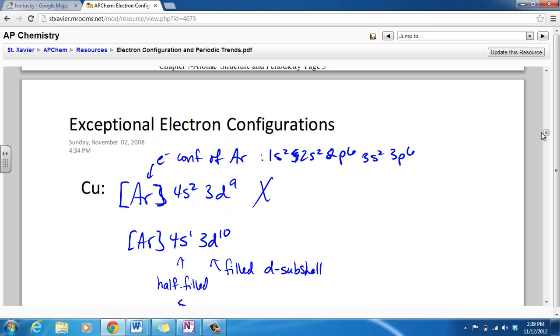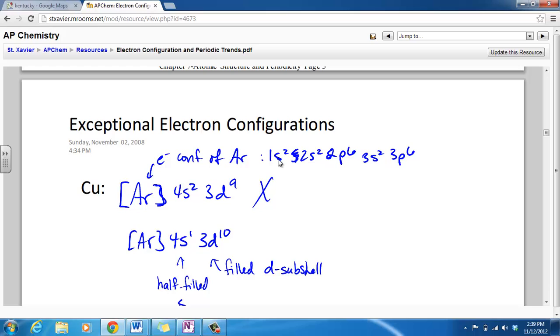All right, now there are some exceptions to these usual rules of just simply going through the periodic table, and that occurs when there's a possibility that by promoting an electron from one subshell to another, you can make filled or half-filled shells. It's hard to predict when this is going to happen, but I do want to show you an instance where it does. One is for copper.